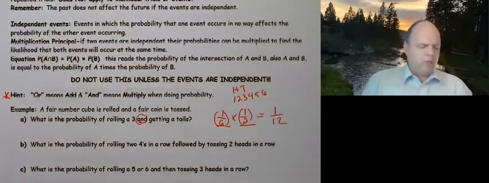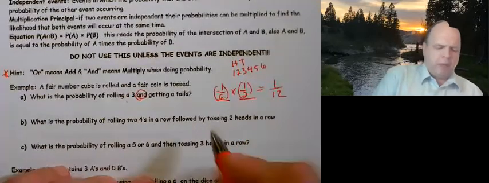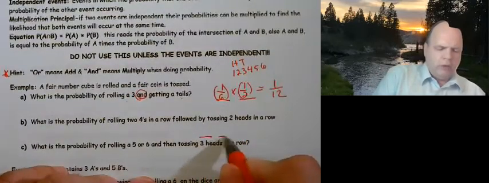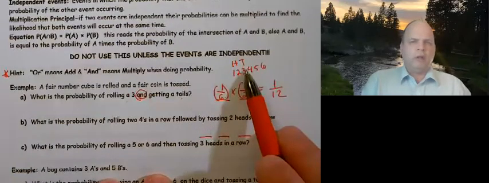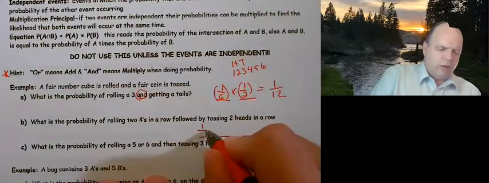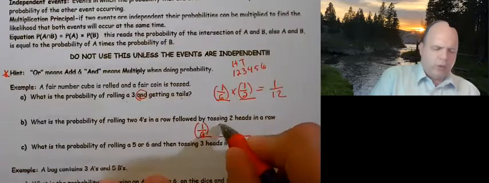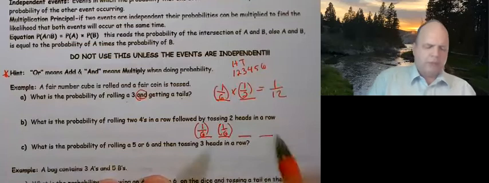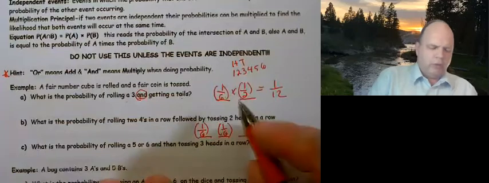So now we have the next one. What is the probability of rolling two 4s in a row followed by tossing two heads in a row? Once again, I like my blank method. So I have 1, 2, 3, 4 blanks because I'm doing 4 different things. The probability of rolling a 4: looking up at this, I have one 4 out of 6 numbers, so 1/6. But I'm rolling two of those, so this is also 1/6. Followed by tossing two heads. A head is 1 out of 2.